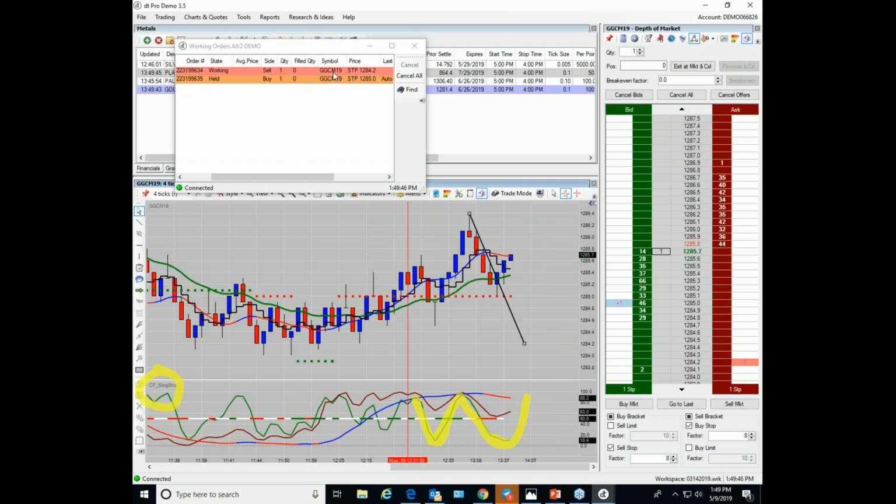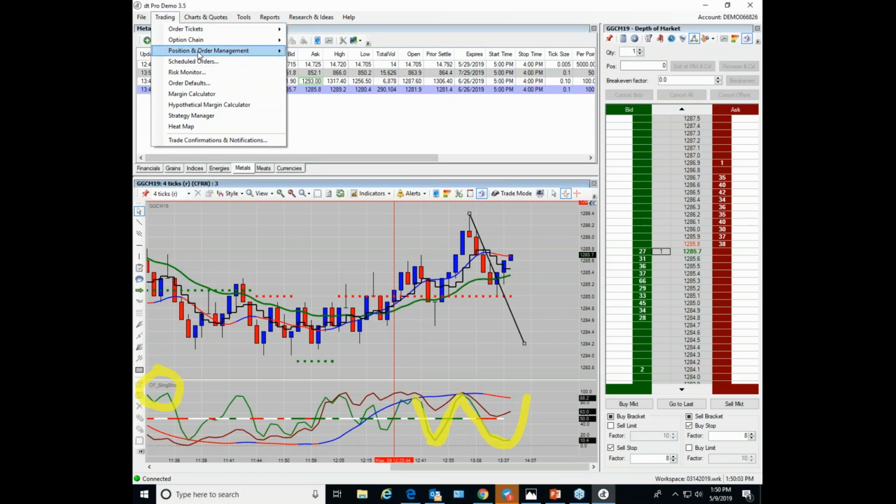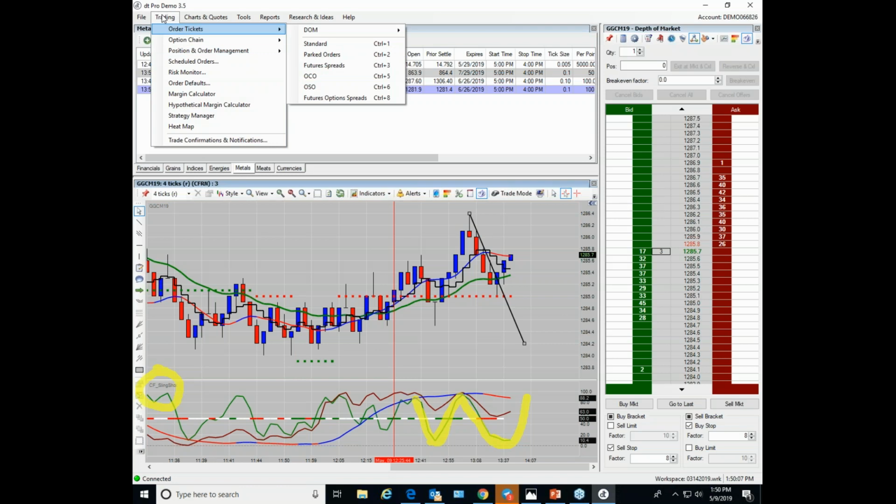If you had a loose end in here, you'd have something in there like this. You'd be staring at something, you'd be like, wait a minute, I thought I was out of the trade. No, you have something going on somewhere. You can actually right-click and hit cancel, and that's another way to cancel the ticket. So I would suggest everyone to have that working orders box open somewhere, somehow. And that's under trading and positions and order management, working orders.